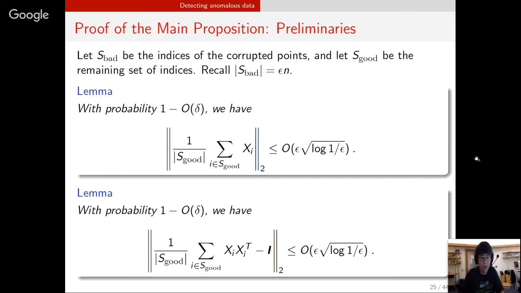I want to pause here because there's a subtle thing going on. The good points are the points which are uncorrupted, but just because they're uncorrupted does not mean that they are uncorrelated anymore. Because the adversary chose which points to corrupt, they also got to choose which points not to corrupt. This causes some potentially non-trivial correlation between the good points. This is why we get these square root log 1 over epsilon factors, because we need to union bound over all possible choices of which points were removed. Hopefully that made sense. If not, that's okay as well.